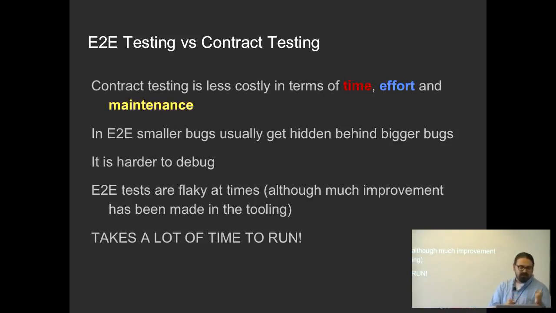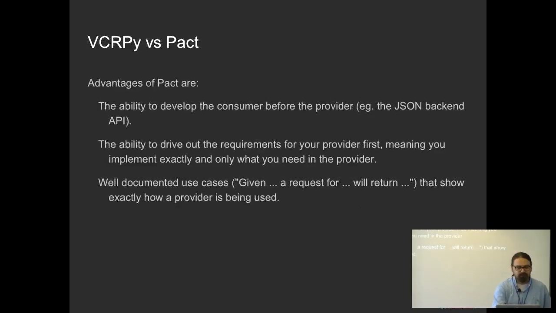End-to-end tests also cause small bugs to hide behind bigger bugs. So if you have an issue, you might not find the rest of the issues until you fix the one big issue that's in your face. Another thing is that end-to-end tests are kind of flaky. There are a lot of tools that make life better, but they're not all perfect. That's another problem with end-to-end testing. And as I said before, it takes a lot of time to run.